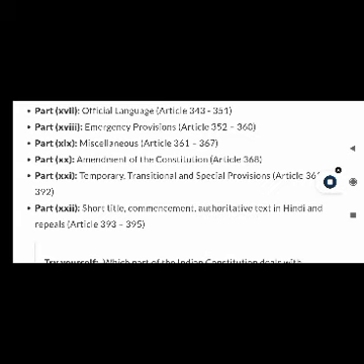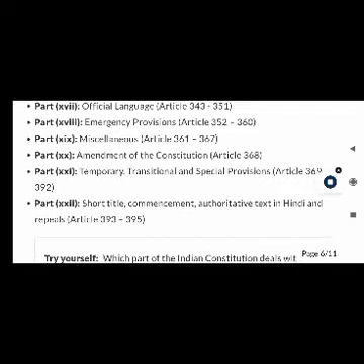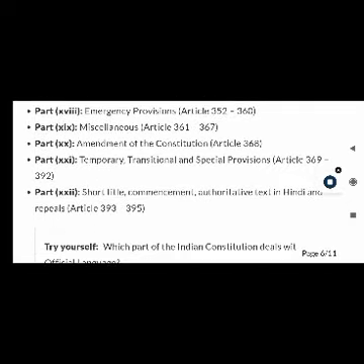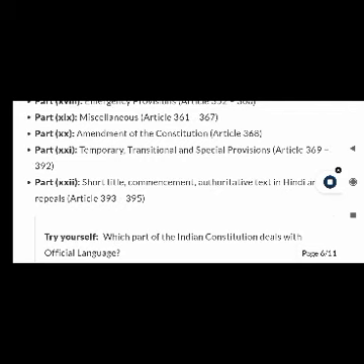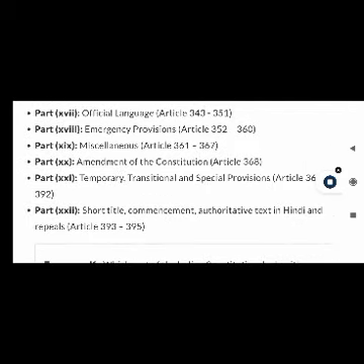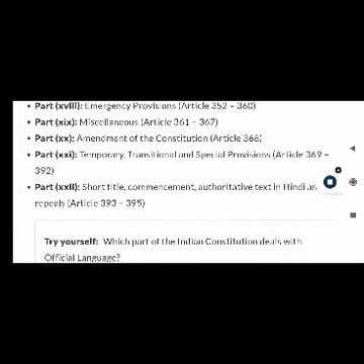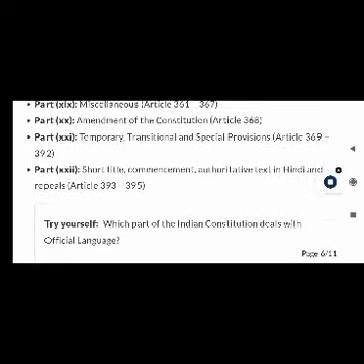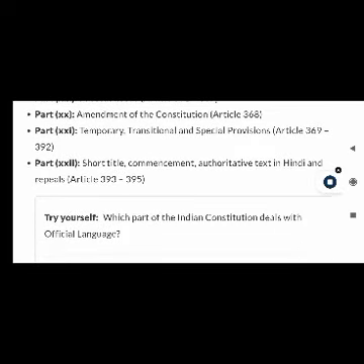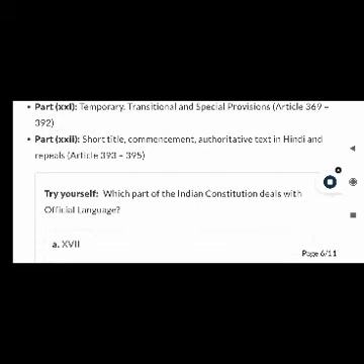Part XVIII: Emergency provisions, Article 352 to 360. Part XIX: Miscellaneous, Article 361 to 367. Part XX: Amendment of the Constitution, Article 368. Part XXI: Temporary, Transitional and Special Provisions, Article 369 to 392. Part XXII: Short title, Commencement, Authoritative Text in Hindi and Repeals, Article 393 to 395.